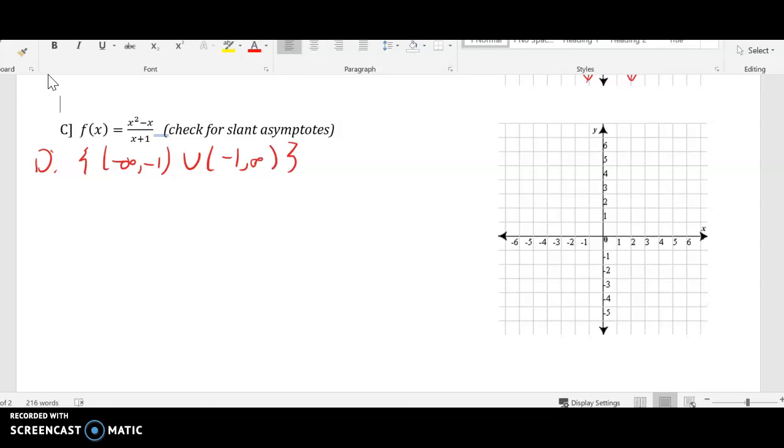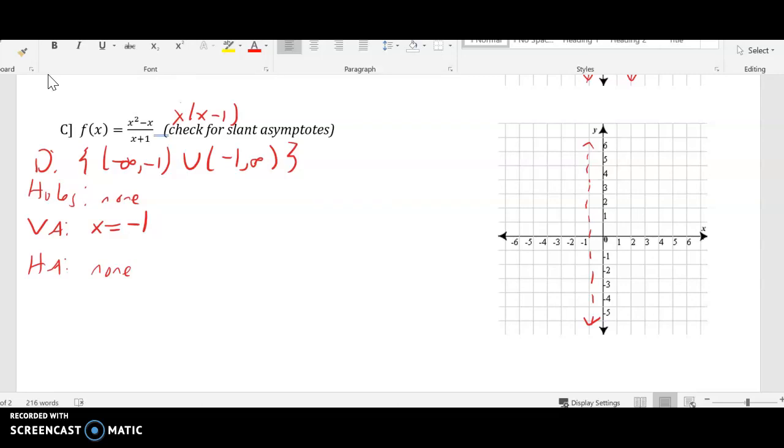Does it have any holes? Well, factor the top. The top needs to be factored, and it factors into that. Are there any holes? No, there's not. There's no common factors on the top. So there's a vertical asymptote at x equals negative 1, if you set the bottom equal to 0. I can graph that. Horizontal, the top power is bigger than the bottom, so there actually is no horizontal.